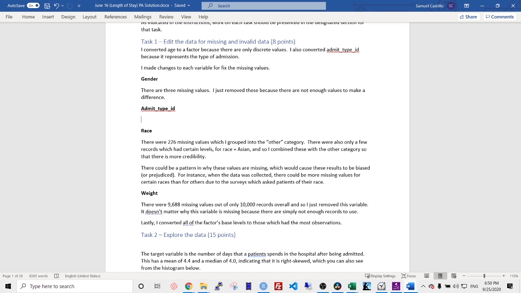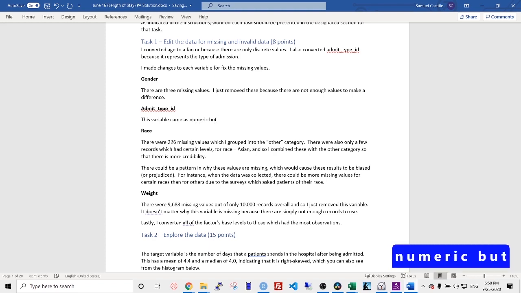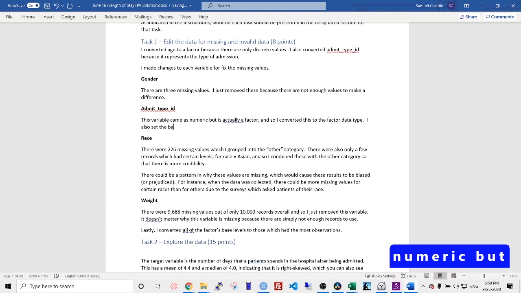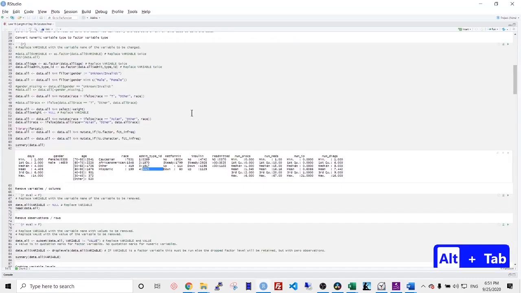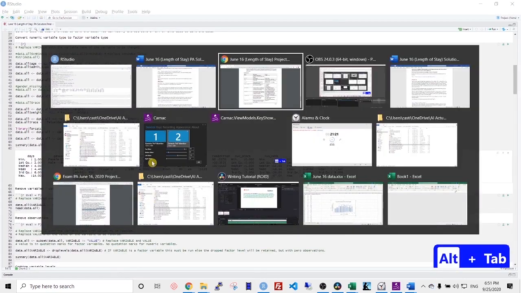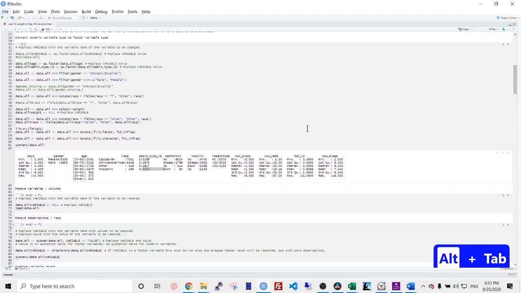So I would just summarize this by saying this variable came as numeric, but is actually a factor. And so I converted this to the factor data type. I also set the base level to the one which had the most observations, which in this case was admit type 1, which was emergency.